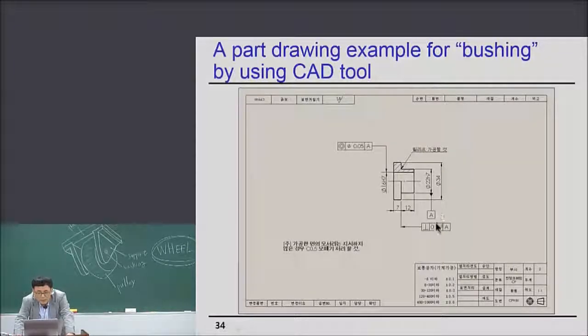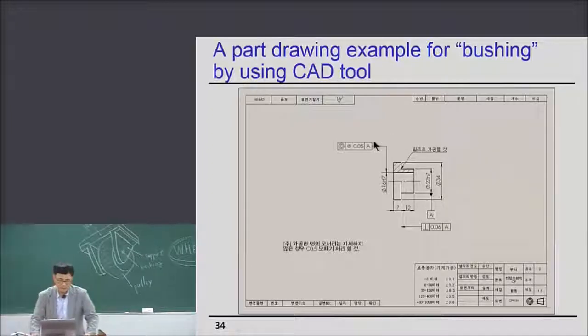And datum A, the perpendicularity geometric tolerance, and H7 dimensional tolerance is given, okay. Pi 16, H7, the dimensional tolerance. Even if you use CAD tools, the thick and thin lines have to be maintained. Thickness is very important, okay, and geometric tolerance and title space, okay.